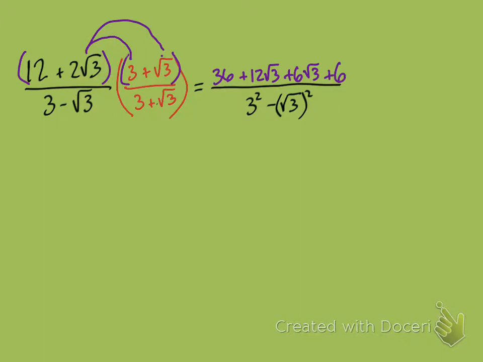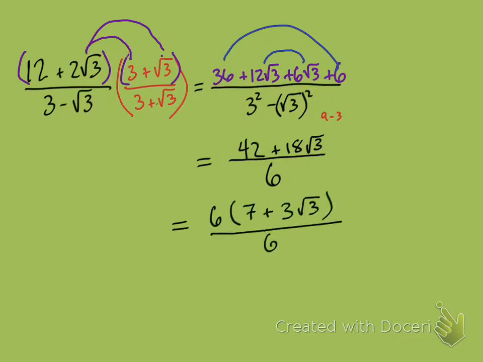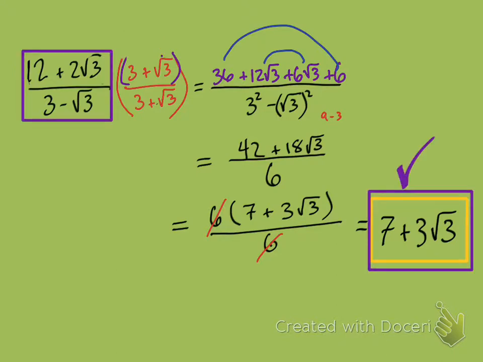Now let's see if we can combine some like terms and simplify some more. On the bottom, we just get 9 minus 3. That's 6. When we start combining like terms on the top, we'll get 36 plus 6 is 42. 12 root 3 plus 6 root 3 is 18 root 3. Nice. Everything can be divided by a factor of 6, so we end up with just 7 plus 3 root 3. Not bad. I'd say that's definitely an improvement over what we started with.